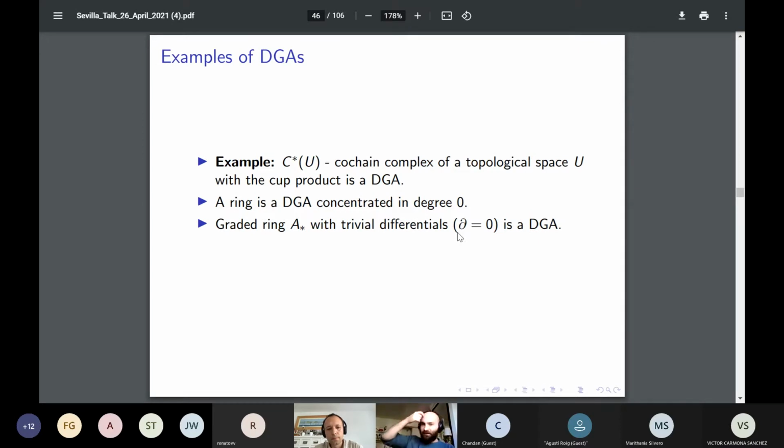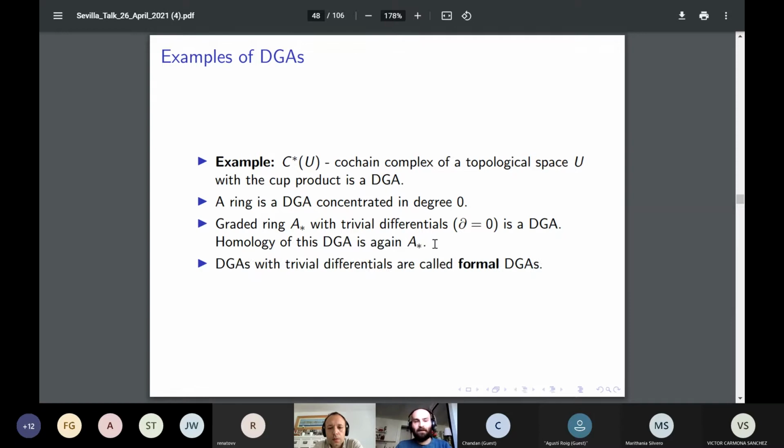There's one more example to think about here. If you take a graded ring, you can think about this grading with respect to the chain grading. So the degree i graded part of this A would be the degree i part of the chain complex, and then impose trivial differentials on that. And that also becomes a DGA. So in that sense, DGAs also carry all these graded rings too. And the homology of such a DGA, because all the differentials are trivial, is also A star. Such DGAs where the differentials are trivial are called formal DGAs.